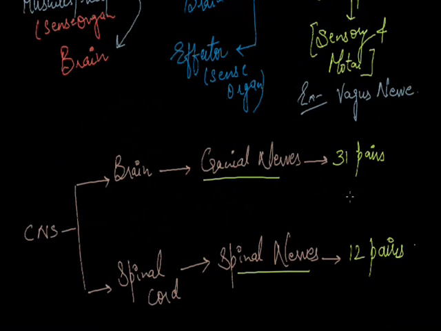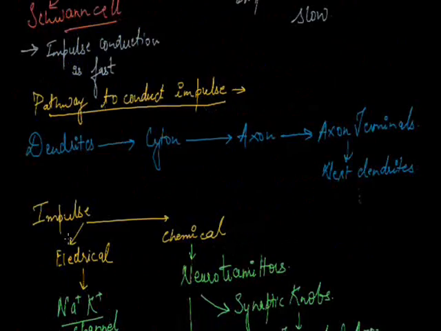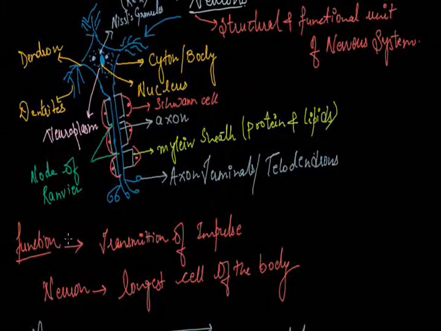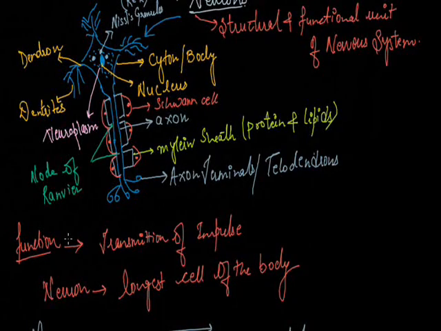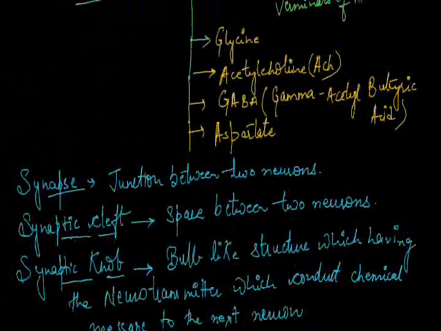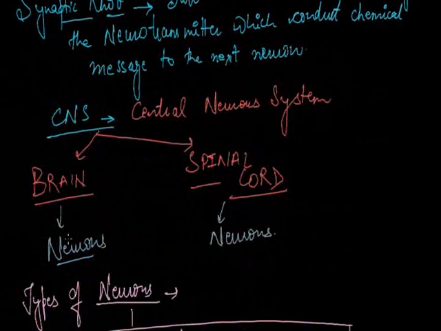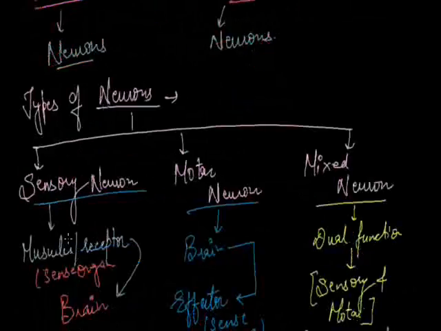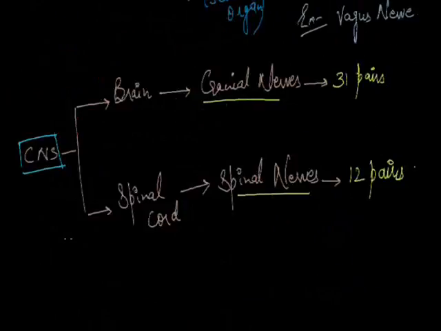So this is the brief introduction about the nervous system, how the nervous system works. Its main function is transmission of impulse, the structure, the pathway, and the terms, and what the neurons comprise of and what their function is.